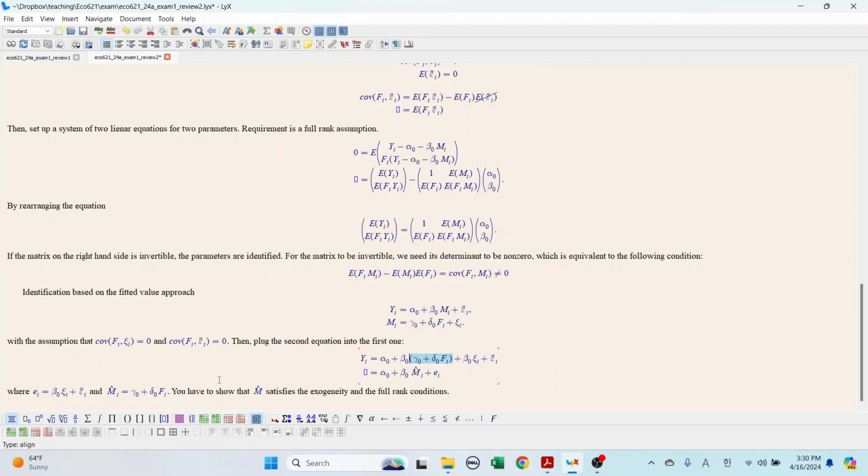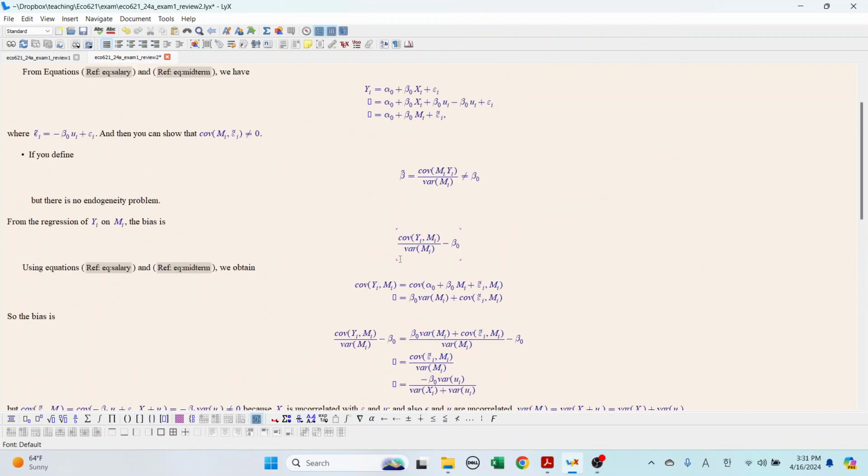right? As usual. Now what you have to do is, this is not the end of the proof. You have to show that this is a new regression model, Y on M hat. So you have to show that M hat satisfies the exogeneity and the full rank assumptions. Then those coefficients are identified. It has been many years I've been using similar questions like this. Surprisingly, a lot of students are using the fitted value approach in their proof. But that is more difficult because you have to go through many steps.